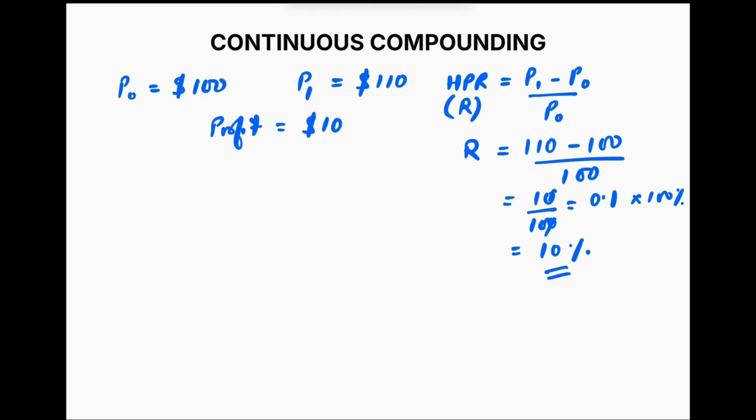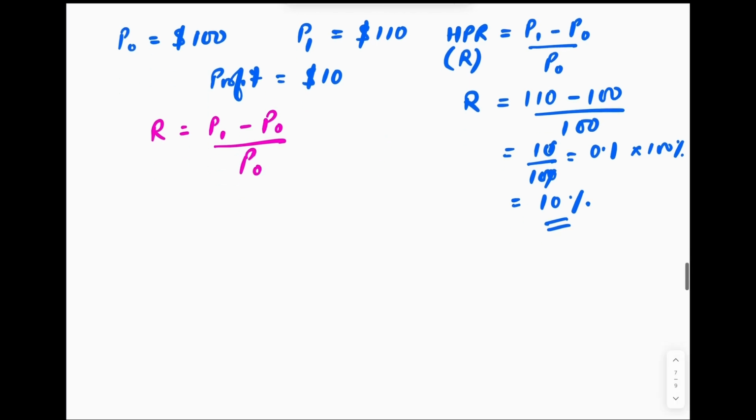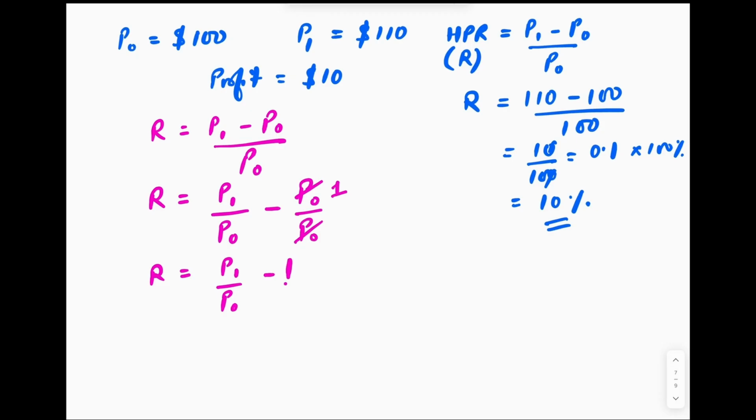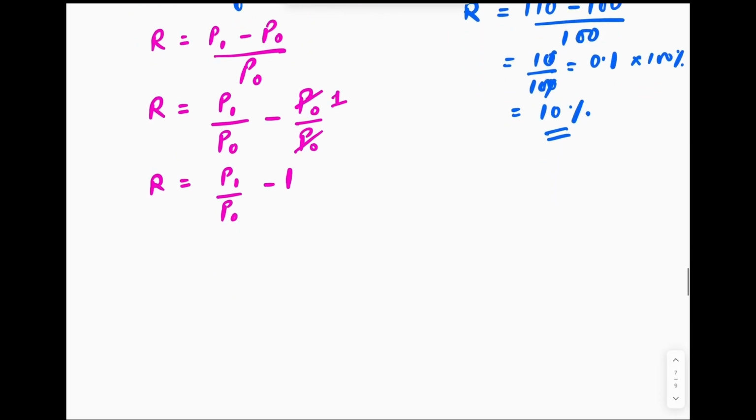So this formula, let me write it down here. R is equal to P1 minus P0 by P0, right? I can write this formula like this as well: P1 by P0 minus P0 by P0. So basically I'm breaking the numerator. This cancels, so it becomes 1. So I can write it as R is equal to P1 by P0 minus 1. Hope it is clear till now.